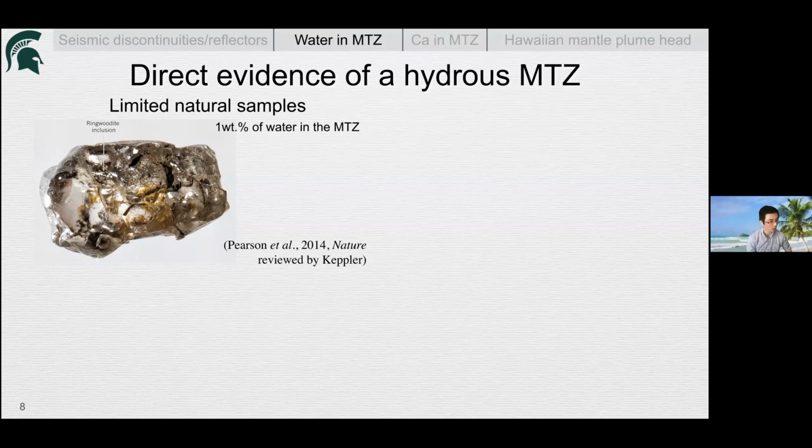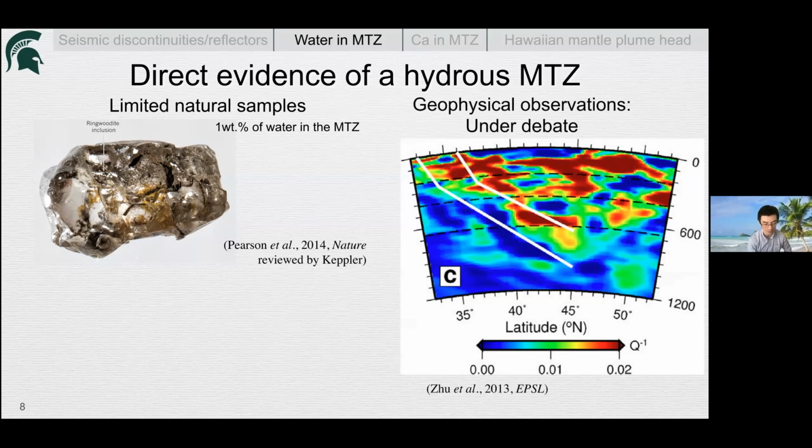As a seismologist, we want to see if we can find more global scale or regional scale observations. This is a study I really like by a Princeton group a couple of years ago. They used attenuation images and found higher attenuation in the transition zone. I believe this is beneath Europe. So that was one kind of direct evidence of this possibly water brought down by slabs.